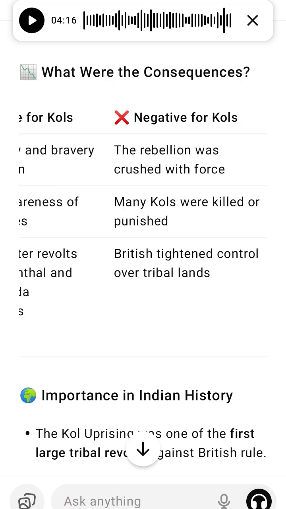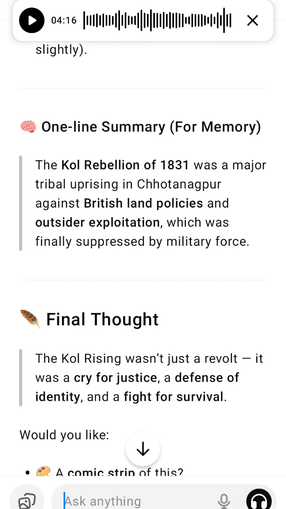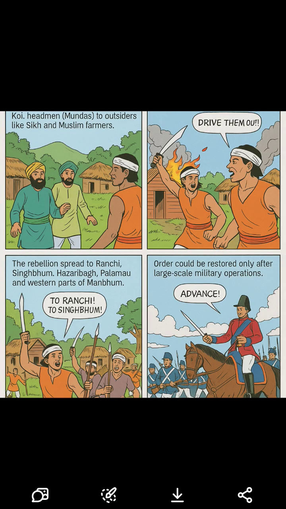What happened in the Kol Rising? In 1831, the Kols rose in rebellion. Their anger turned into organised attacks. The rebels killed around 1,000 outsiders, burned houses, farms and British offices, destroyed property of landlords and moneylenders. The rebellion spread like wildfire across Ranchi, Singhbhum, Hazaribagh, Palamau, Western Manbhum.